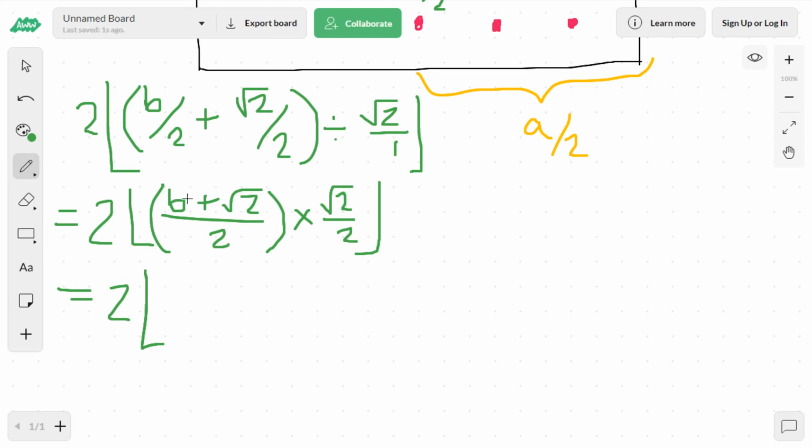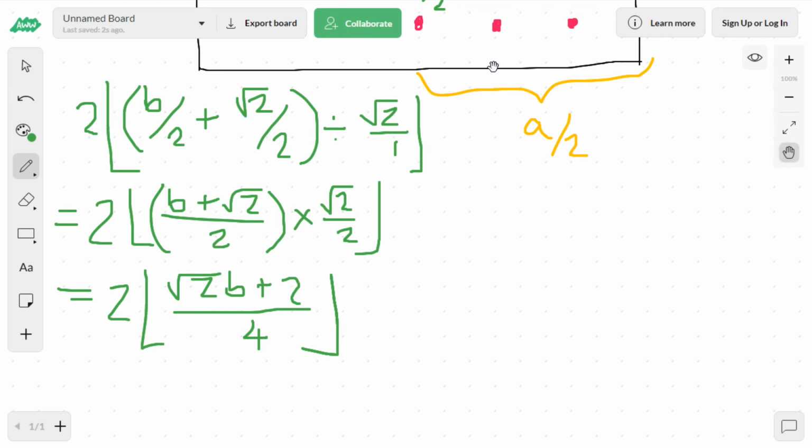So, okay, b times root 2, that's root 2 times b, or root 2b. Root 2 times root 2, well, by definition, that's 2. That's what square root means. You multiply it by itself, you get this number. Okay, and then 2 times 2, well, that's just 4. Great. So that should be it, right? 2 times the floor of (root 2b plus 2) over 4.